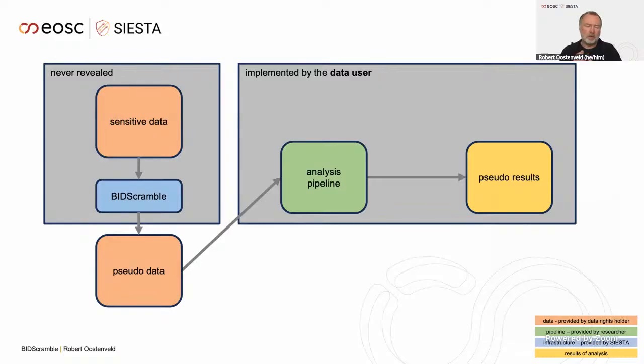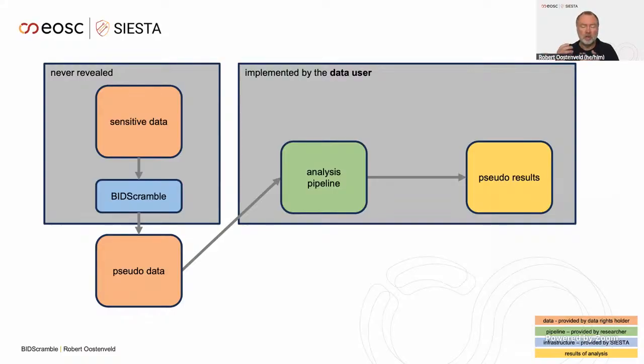BidScramble is a Python-based tool that takes sensitive or potentially sensitive data in the BIDS format, and creates a pseudo version of that same data set, which then can be shared, because it actually does not contain the real data anymore. That can be shared with the data user, such that the data user can implement the analysis pipeline and evaluate whether results can be computed, even though those results are not the real results. So these are also pseudo results.